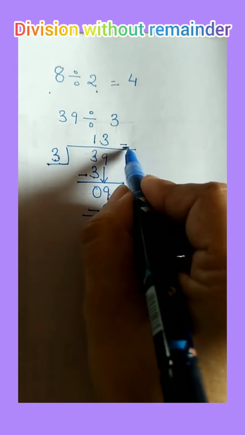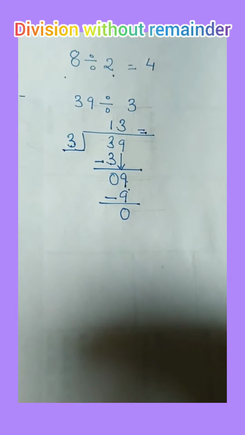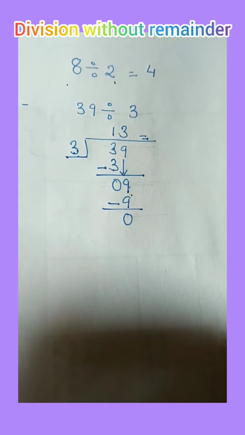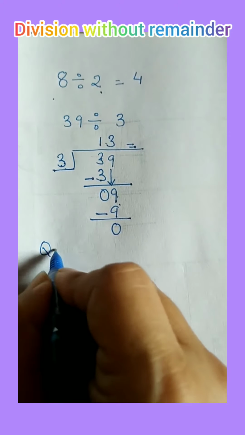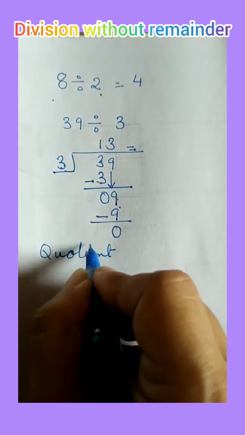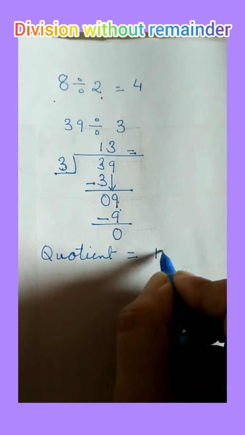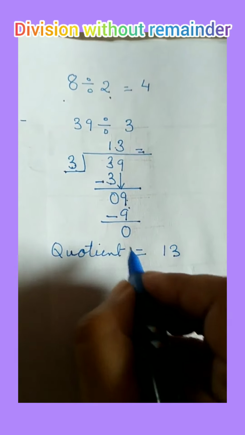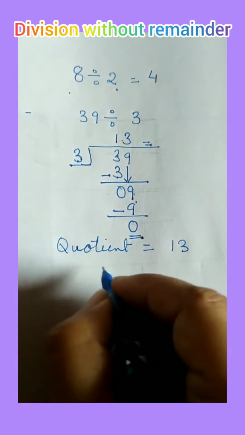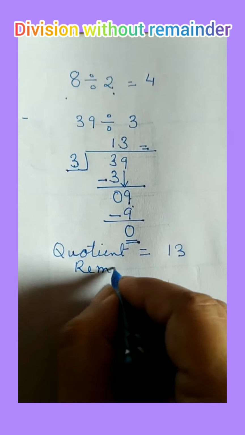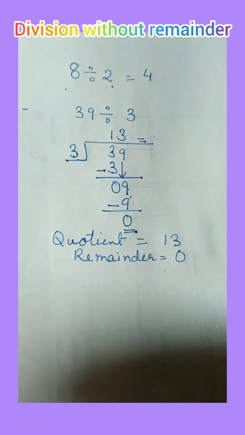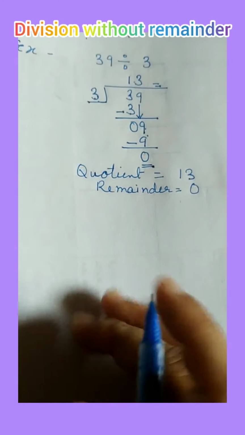And the answer we get after dividing a number is called the quotient. So the quotient will be 13. And what is the remainder? We are left with nothing. We are left with 0. It means we have remainder 0, right? I am giving you one more example.